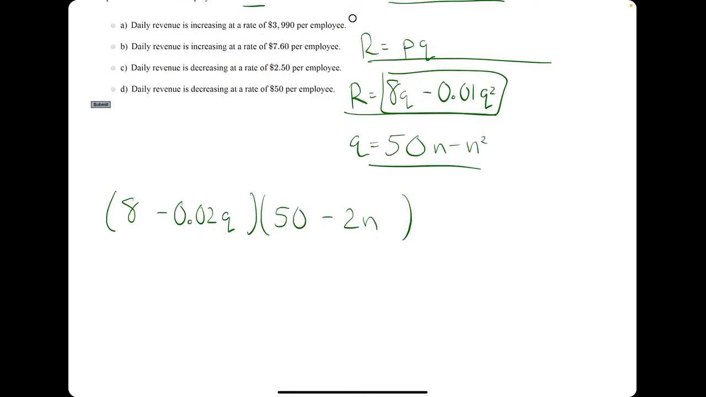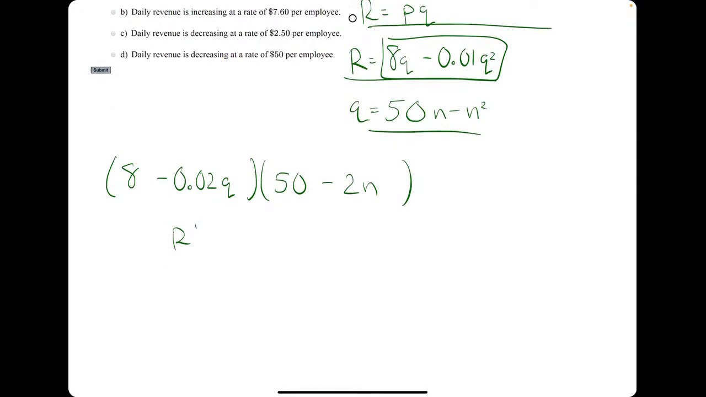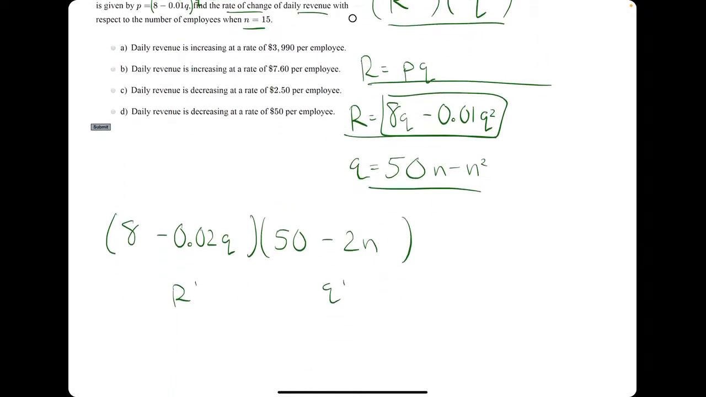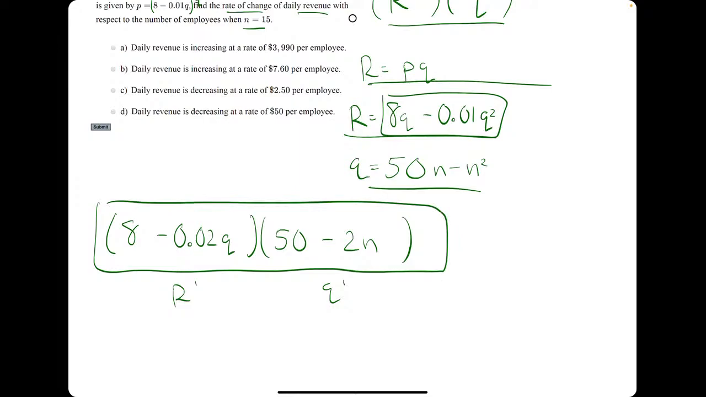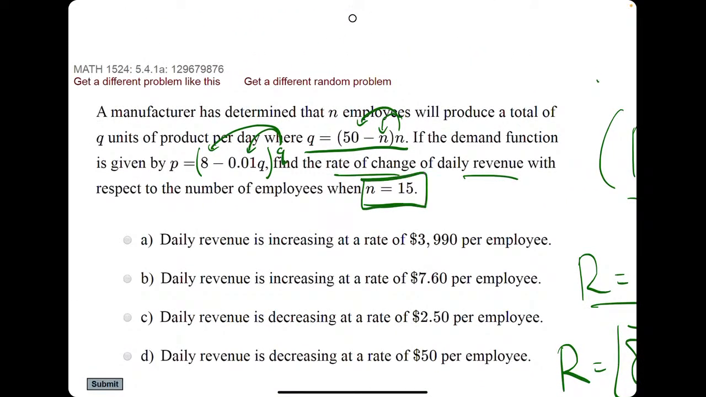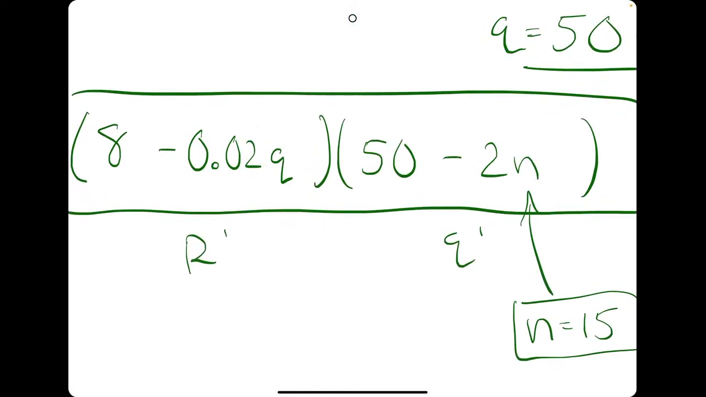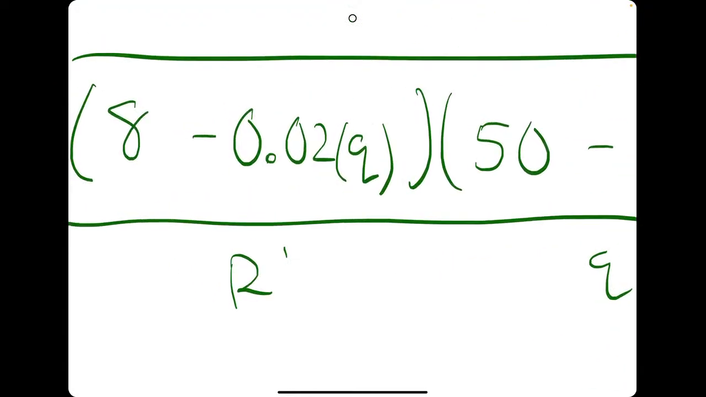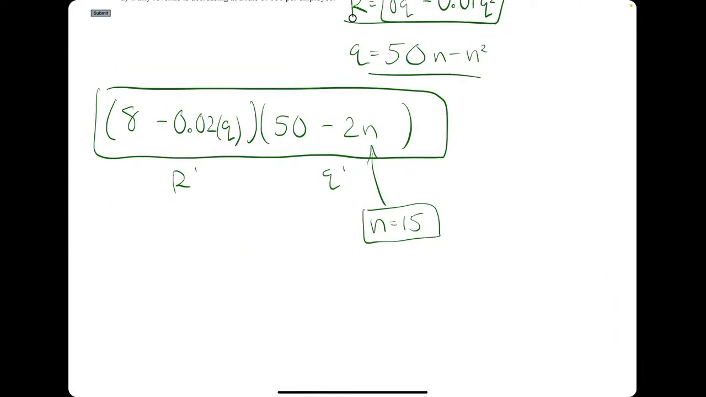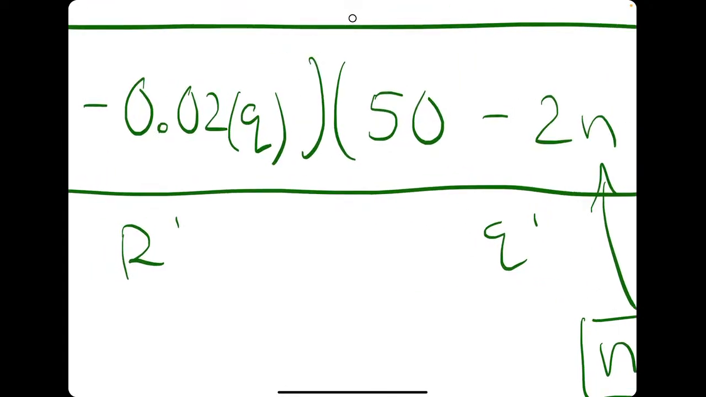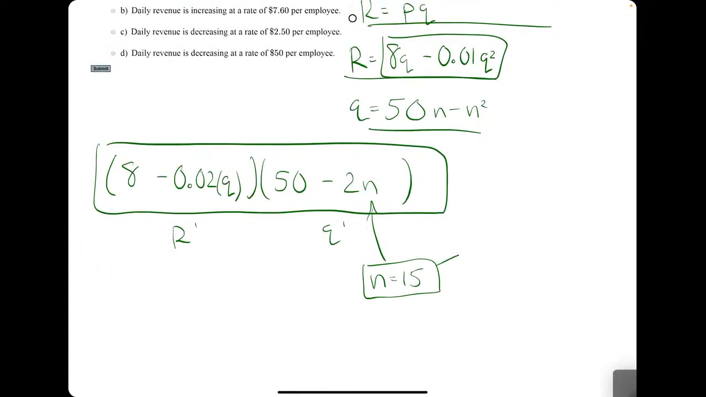All right. So, how's it coming? All right, we're good. So we have R prime and Q prime. Now this is basically the derivative that we're looking for. But now our goal is to plug in N equals 15. We can plug in 15 for N right here if we'd like. But then same situation as the last one. We can't plug in N equals 15 to Q because that's a Q and not an N. Actually, no, I'm going to leave that to the side for now. So before we plug in 15, I'm going to figure out what Q is when N equals 15. So we'll plug this in to our Q equation.